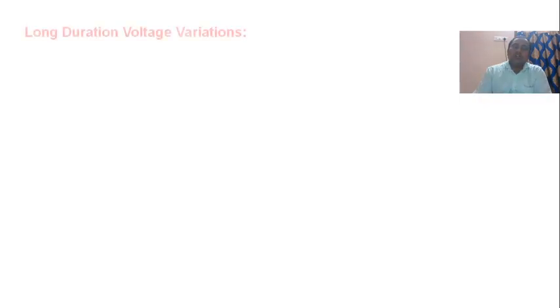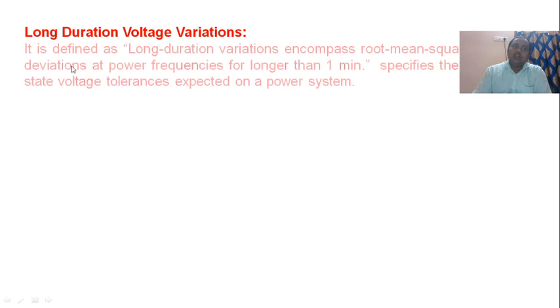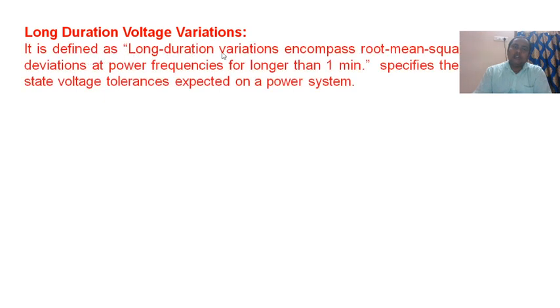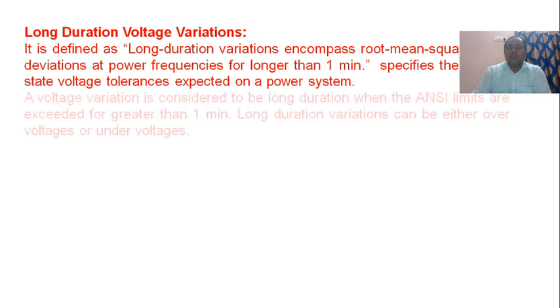Long duration voltage variation is defined as a root mean square, RMS, deviation at power frequencies for longer than 1 minute. That means a voltage variation, either up or down, a swell or a sag, that is present for more than 1 minute is called a long duration voltage variation. It is specified against the steady state voltage tolerance expected on a power system. So greater than 1 minute, we call it a long duration voltage variation.